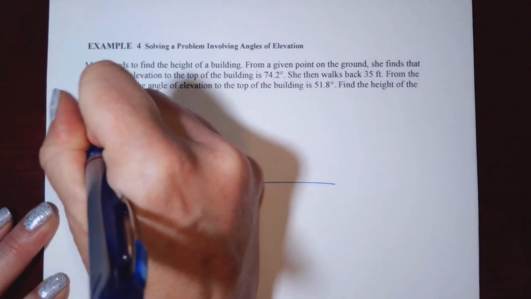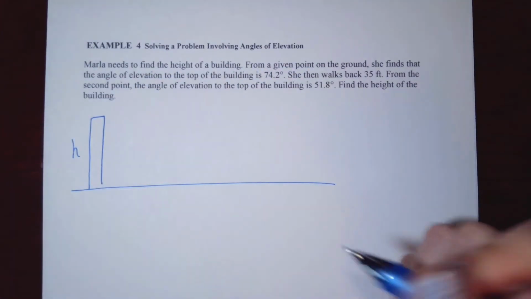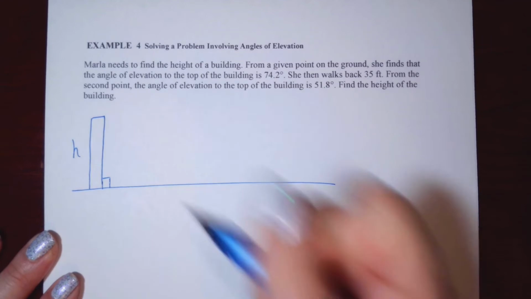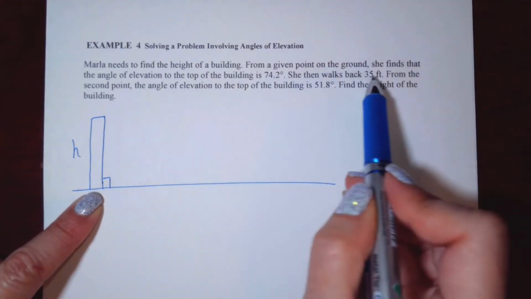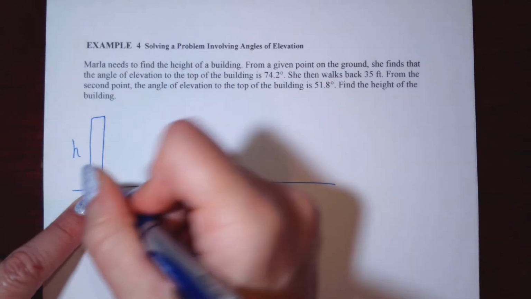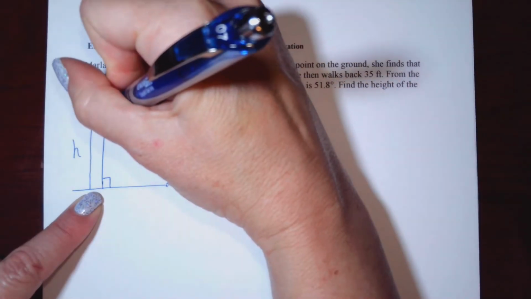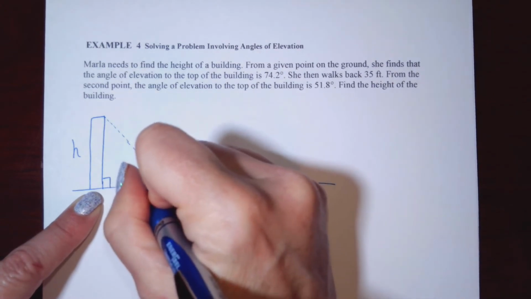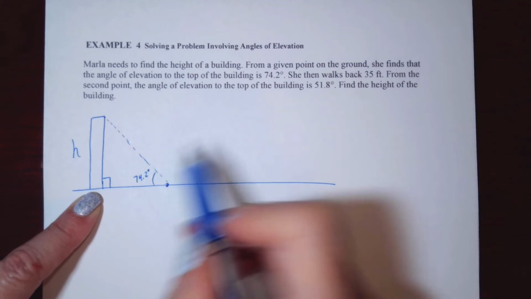First things first, we start with our sketch. Here's our building. We're trying to find the height of the building. Now the building's not going to change, right? So that's our consistent value. We're forming right angles. Our first measurement, she finds the angle of elevation to the top of the building is 74.2 degrees. So from wherever she is, this angle of elevation is 74.2 degrees. So that's my first measurement. And then she backs up.